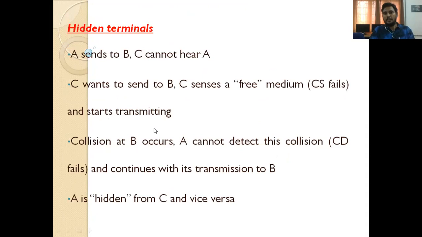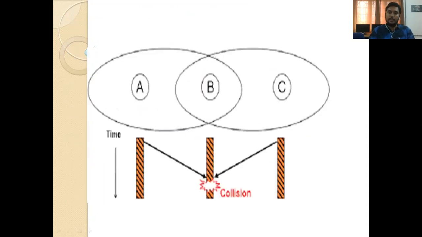In the hidden terminal problem, for example, these are three terminals: A, B, C. If you observe this diagram, B is in the range of A, B is in the range of C, but A is not in the range of C and C is not in the range of A. Once again, A is not in the range of C, sorry, C is not in the range of A, but B is in the range of both A and C.